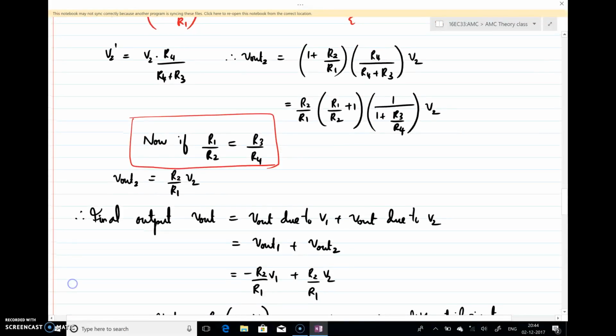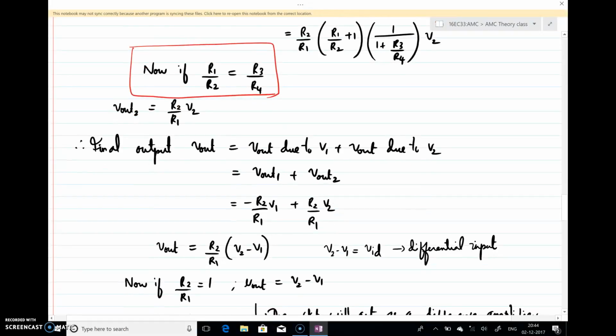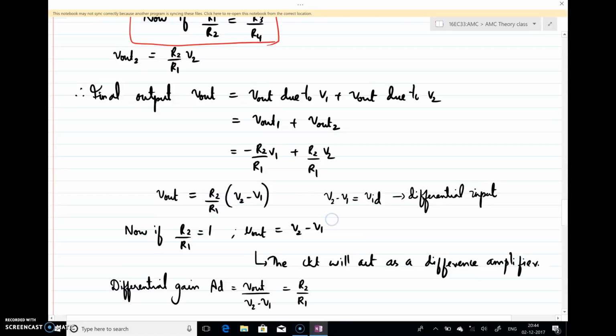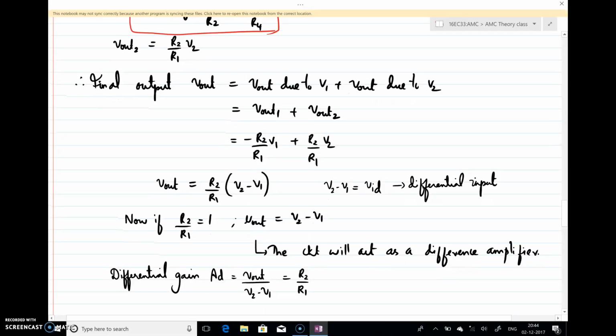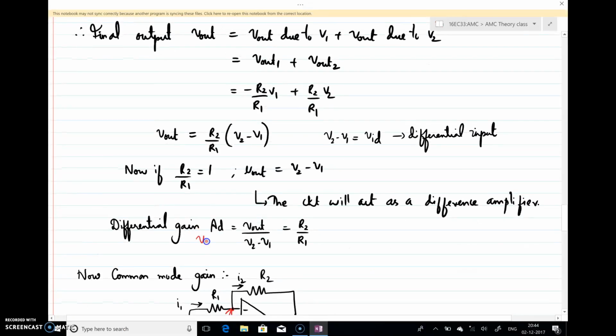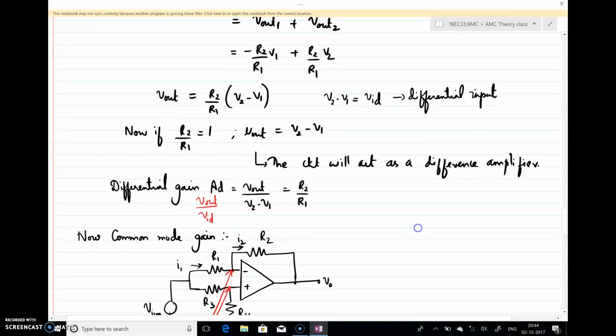So for the final output, I can combine the outputs due to V1 and V2, and if I take R2 by R1 common, it is V2 minus V1. V2 minus V1 is the differential input VID. So I obtain the differential gain AD, which is Vout by VID, as R2 by R1. Or if I choose R2 by R1 as 1, the output is nothing but the difference of the two inputs. The circuit will act as a difference amplifier. If you want some gain, you can choose the R2 by R1 value accordingly. So this is the differential gain of the circuit.